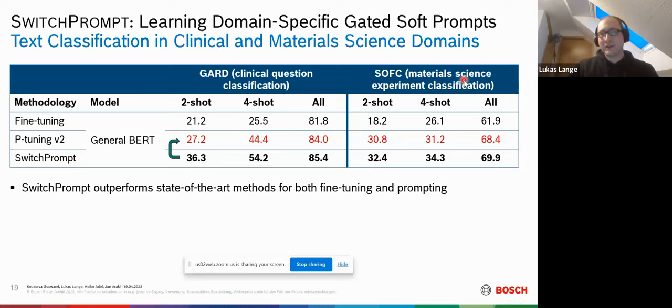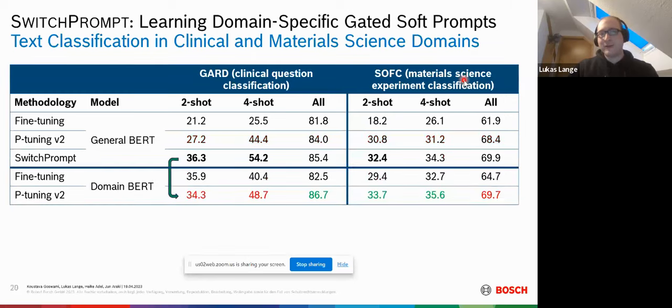This was the general domain BERT model, but let me compare to the domain-specific model. So it's the clinical BERT for the GARD dataset. It's the SciBERT for the SOFC dataset. Because we wanted to clarify whether we need the specialization step of the language model, or if we can just skip it and use the SwitchPrompt for the specialization.